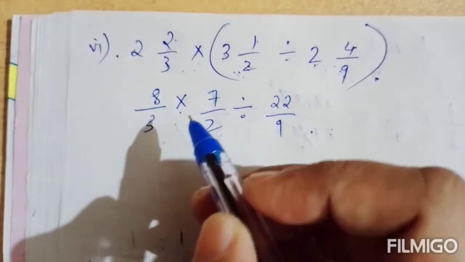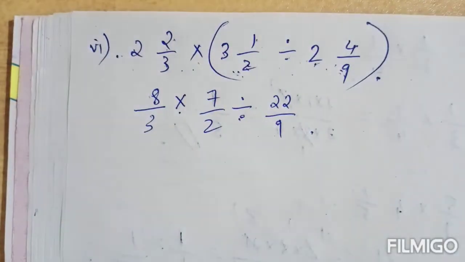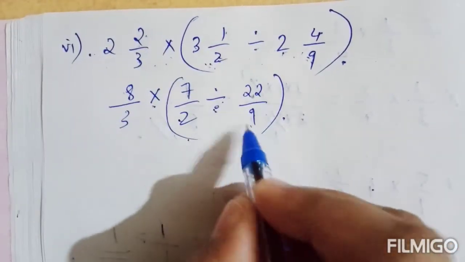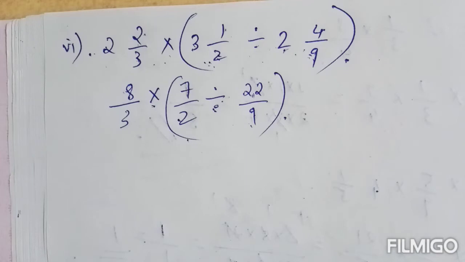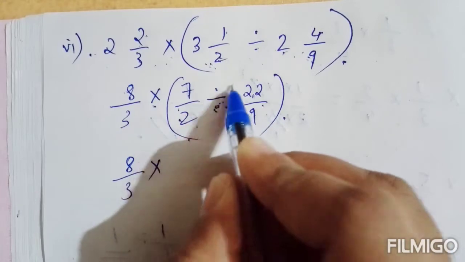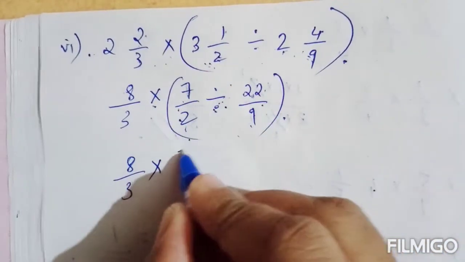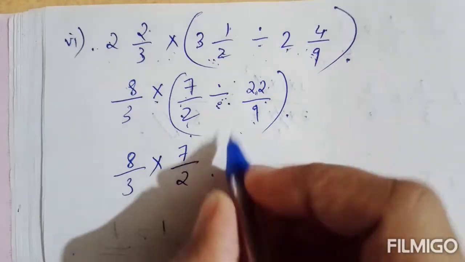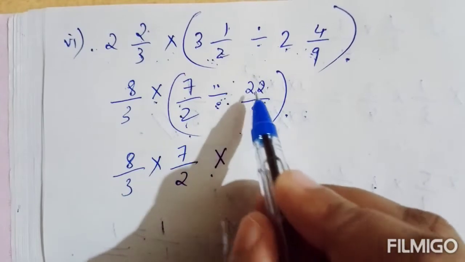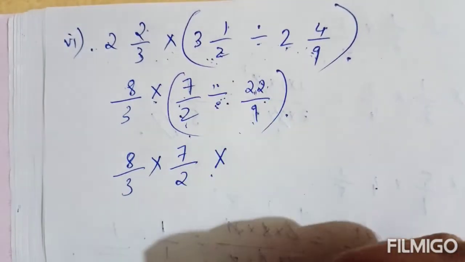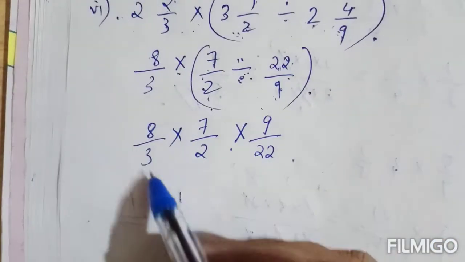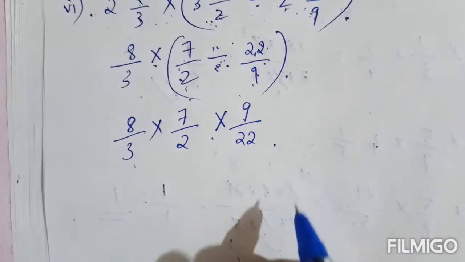Now here multiplication is coming, division is coming, you know BODMAS. First you have to do division, then multiplication. So 7 by 2 divided by 22 by 9 you can find first. Okay, 8 by 3 into 7 by 2 divided by 22 by 9. First fraction you can write that itself, that is dividend. Division sign, change that to multiplication sign. Then take the reciprocal of divisor. Here divisor is 22 by 9. Its reciprocal is 9 by 22. So you got 8 by 3 into 7 by 2 into 9 by 22.